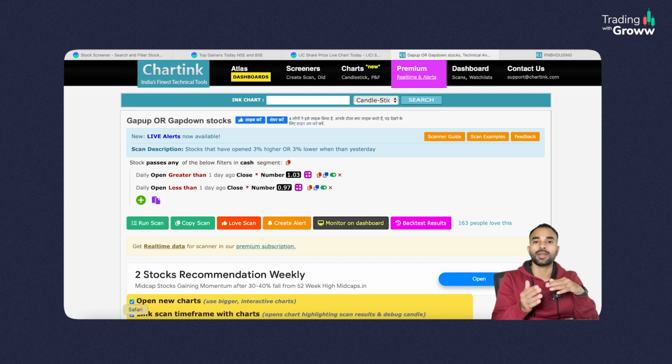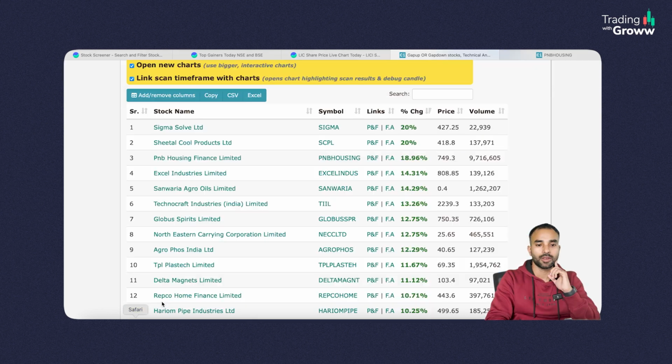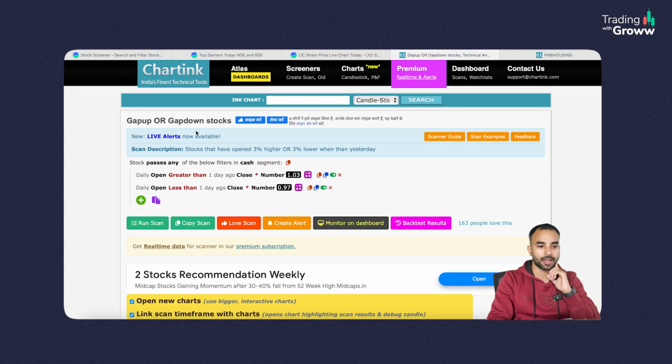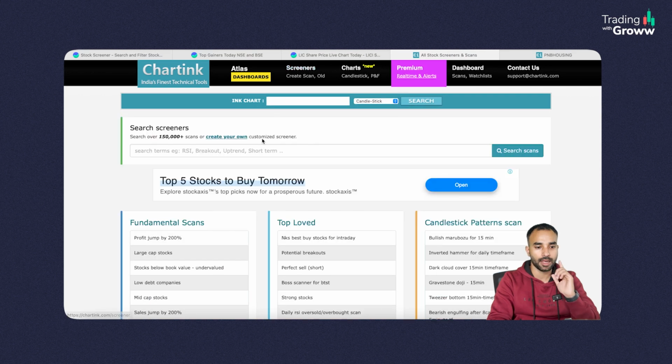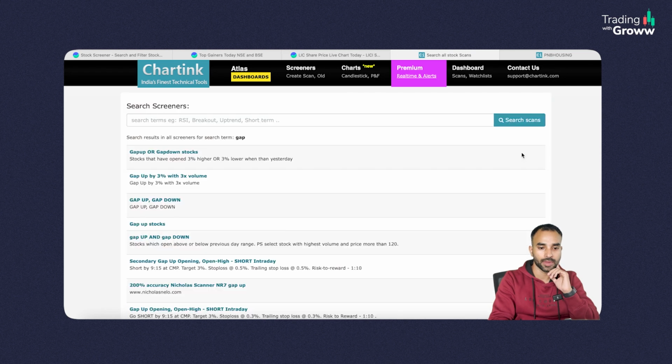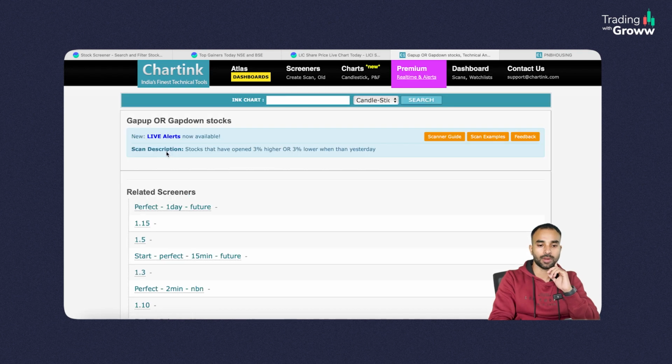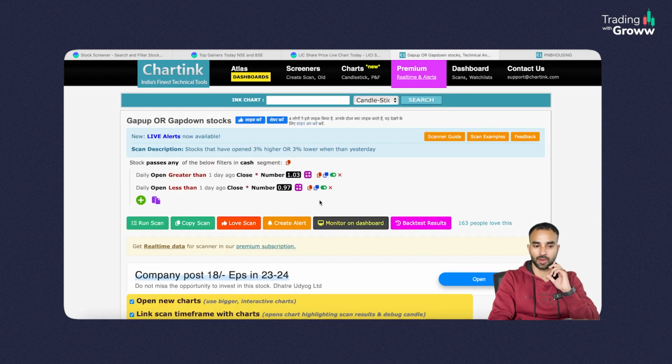And once you shortlist these stocks, then you can get into a trade. For an example, I've run this scanner, gap up or gap down stocks. What you can do is go to charting.com, click on screeners, and in the search, type gap and click on search scans, and click on the first one, gap up or gap down stocks, which is greater than 3%. Once you click it, that is going to give you the list of stocks which opened in a gap up or gap down.